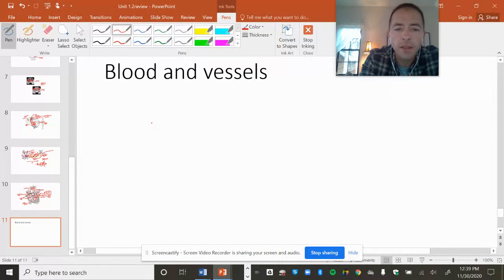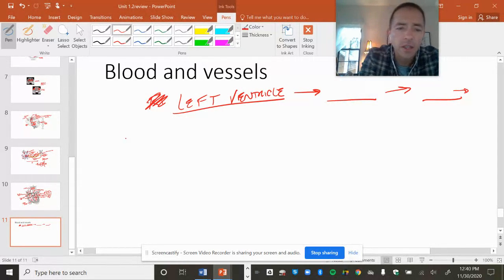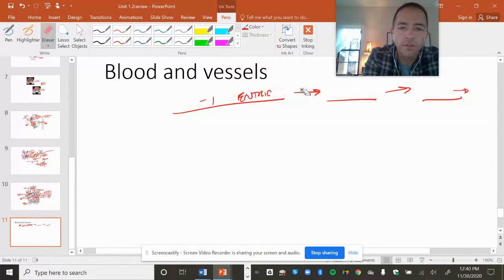So starting maybe, if I said somewhere like, hey, you started in the right, no, let's start left. Let's start with the left ventricle. You need to be able to say what comes next, what comes next, what comes next, all the way back until it ends up back at the left ventricle, because it is very figure 8-like, the blood flow, right? So what else do you need to know as far as blood vessels are concerned?